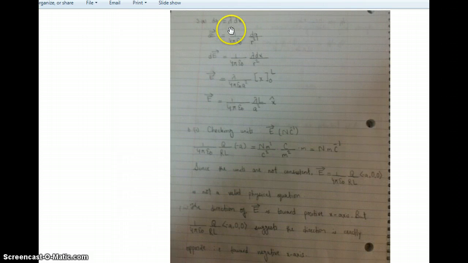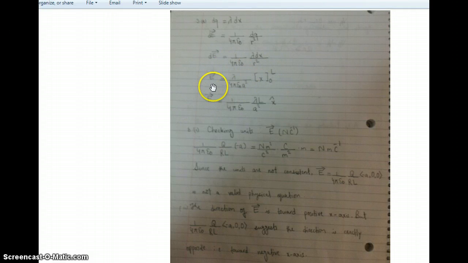Number 3. dq equals lambda times dx. That is the linear charge density, which equals the change in charge over the change in length. Using Coulomb's law, dE vector equals 1 over 4 pi epsilon naught dq over r squared. Substituting the value of dq equals lambda dx, we get this.